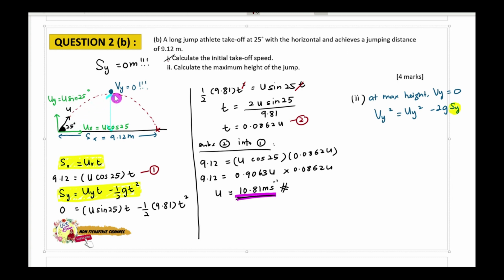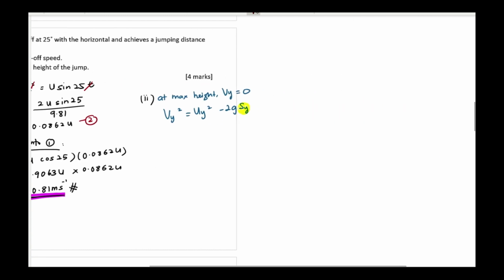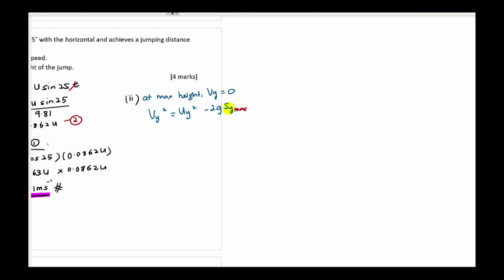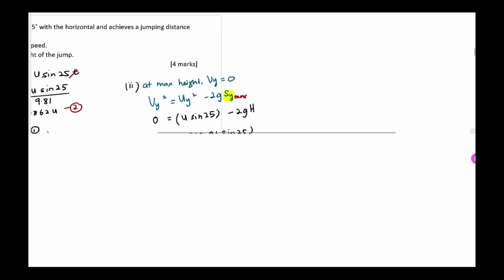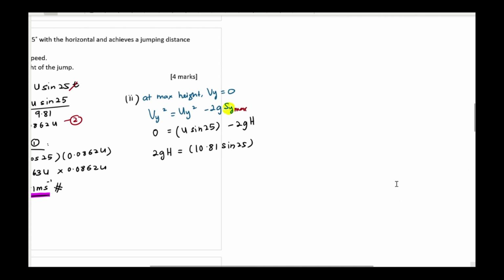So, start from here. Moving until reach the maximum height. So, from the ground, this is Sy. Okay. Sy here is the maximum height. Ataupun you boleh tulis capital H. Okay. So, maximum height here. So, Vy is 0. Uy is U sin 25. Remember. Tolak 2G. Sy itu adalah maximum height dia lah. Saya tukar kepada capital H. Therefore, you can find what is the maximum height. U kita dah cari tadi. 10.81 meter per second. Sin 25. Okay. And then you can find H lah. H is equal to 1.06 meter. Alright, so finish question number 2.